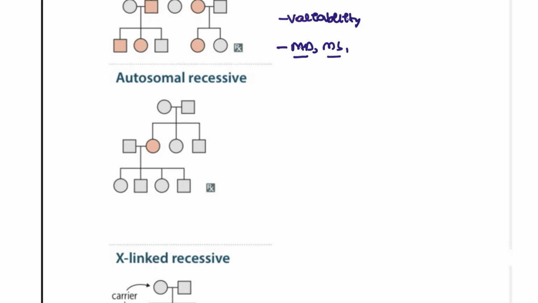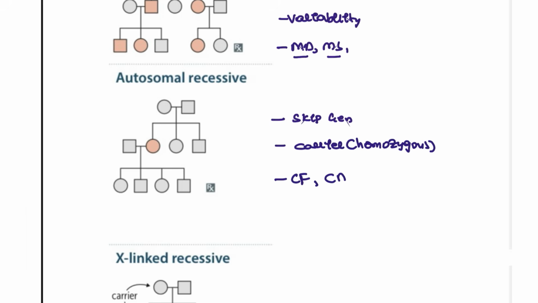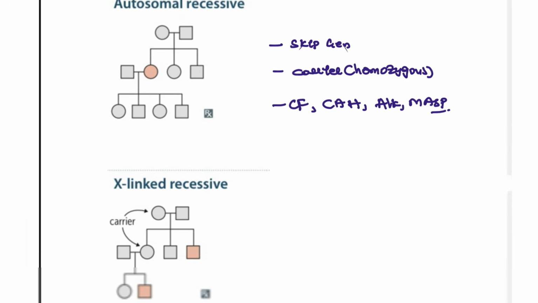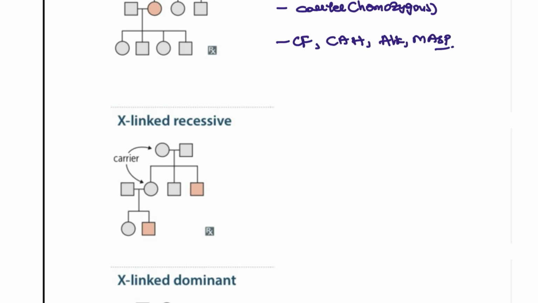Next, autosomal recessive. They will skip the generation, and mostly it is carrier stages. Here you can see cystic fibrosis, congenital adrenal hyperplasia, and just now we discussed alkaptonuria and maple syrup urine disease. All the conditions that are enzyme related will be seen in the autosomal recessive conditions.